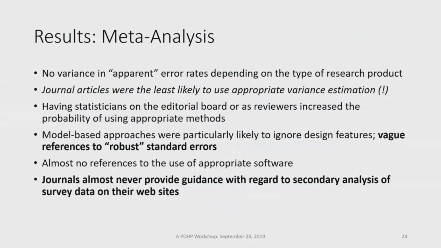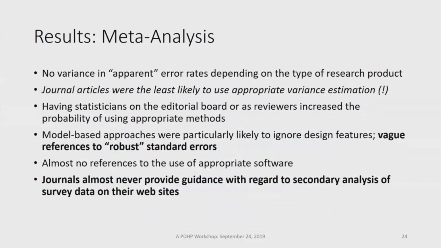Another interesting thing is that, I said 10% roughly were reporting correct variance estimation. Peer-reviewed journal articles were the least likely to do variance estimation correctly. It was more commonly reported as being correct, we used the jackknife, we used linearization, in conference presentations. What I'm saying is this is getting through the peer review process, where standard errors may be completely incorrect.